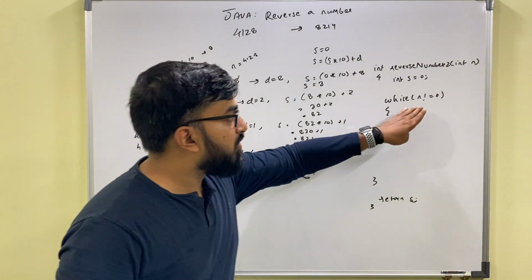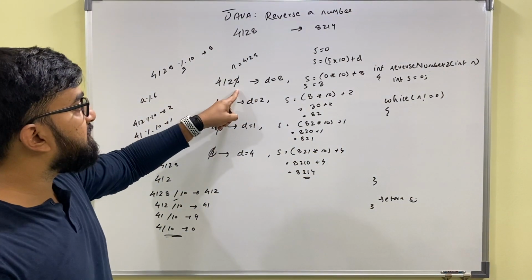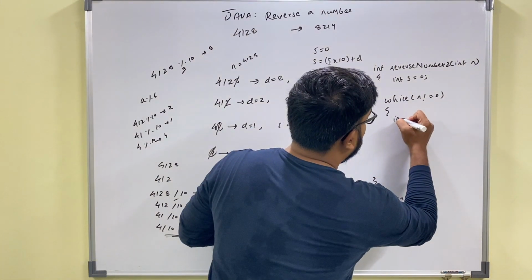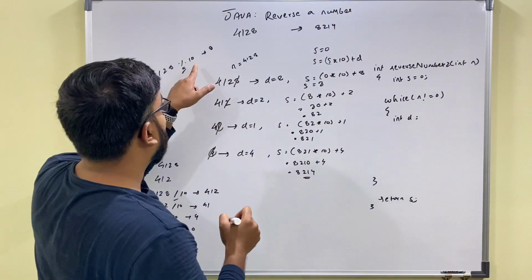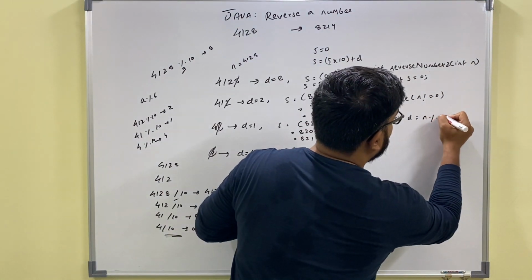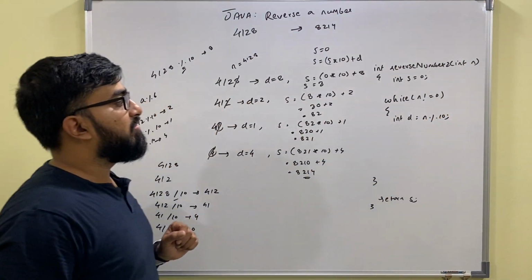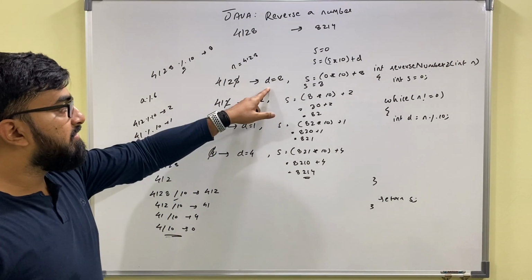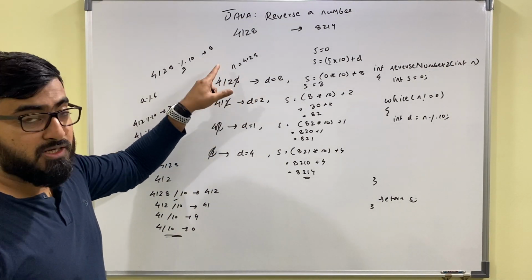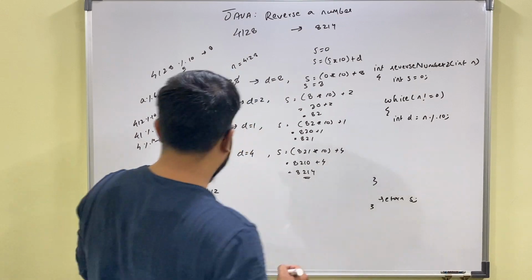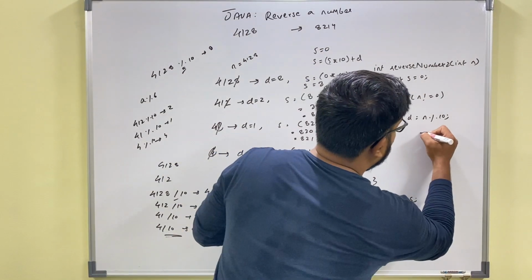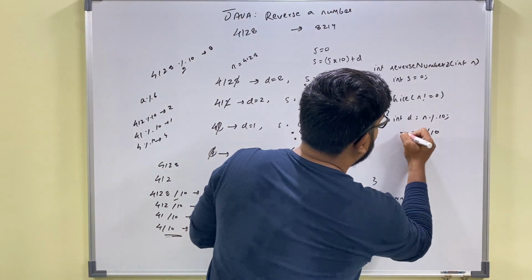Okay, so as long as n is not 0, what do we do? We get this digit. So I say int d is using the percent symbol, n % 10. Okay, I get d, but I have not removed this last unit digit right now. So in order to remove this last unit digit, I have to do n / 10 and I store it back into n.